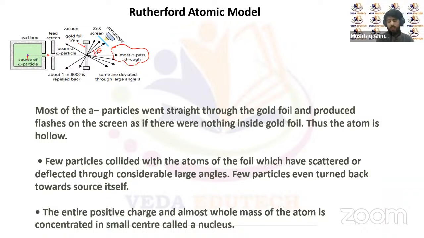It means that he concluded that most of the space of these gold atoms is actually hollow space, right? These are the hollow spaces. And because of the strong deflection of alpha particles where they actually retrace their path, it means that there is some substance at the center of this atom which produces the maximum deflection of 180 degrees, and that center of that atom he called the nucleus of the atom.